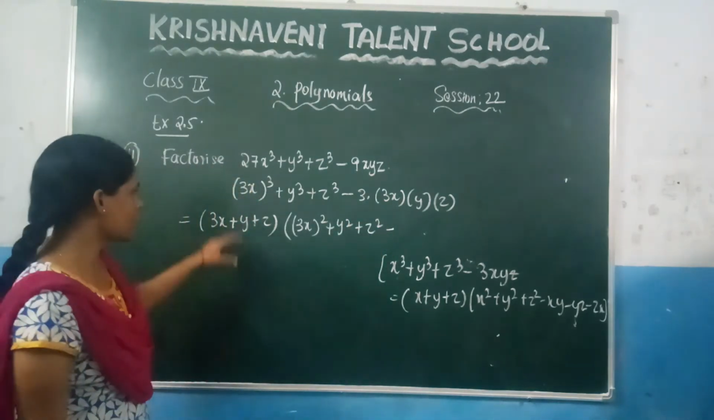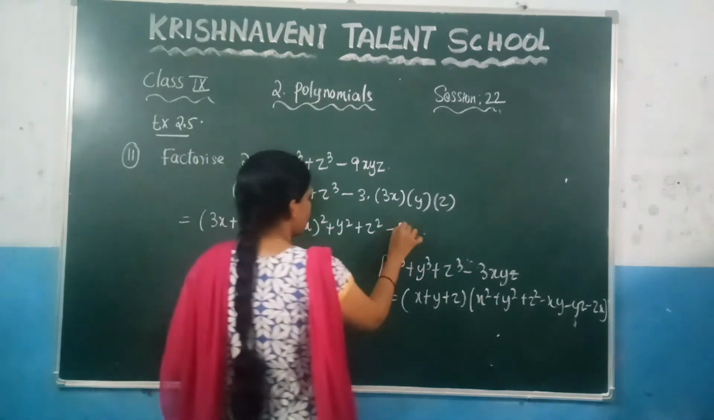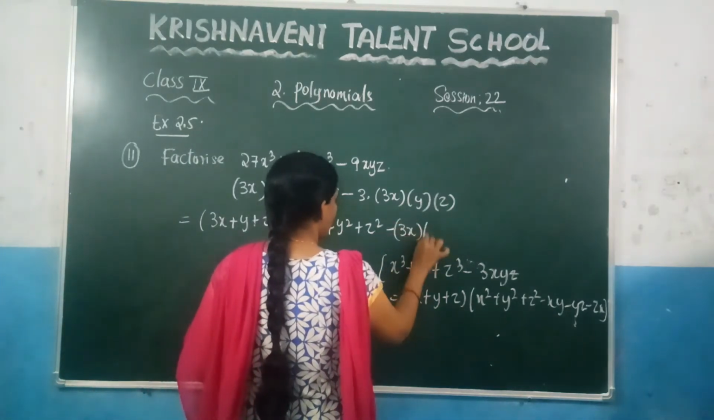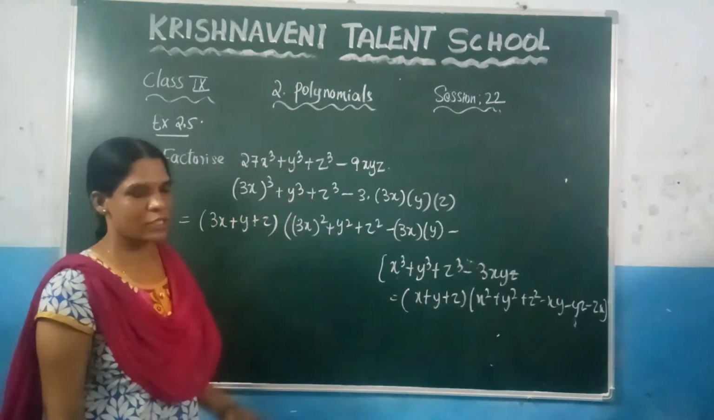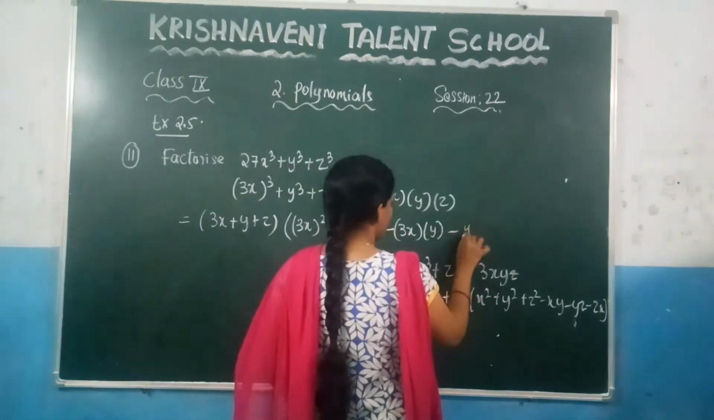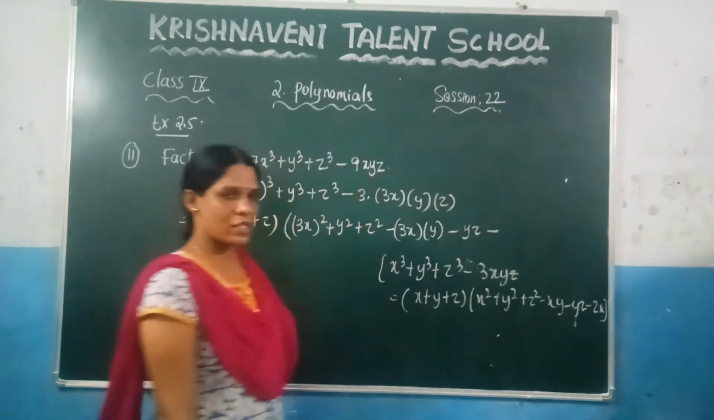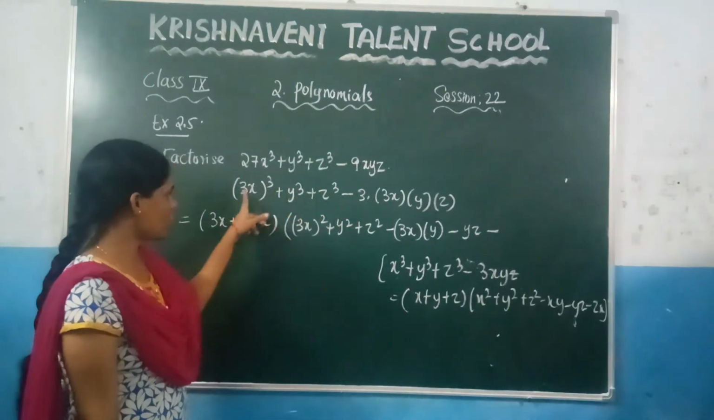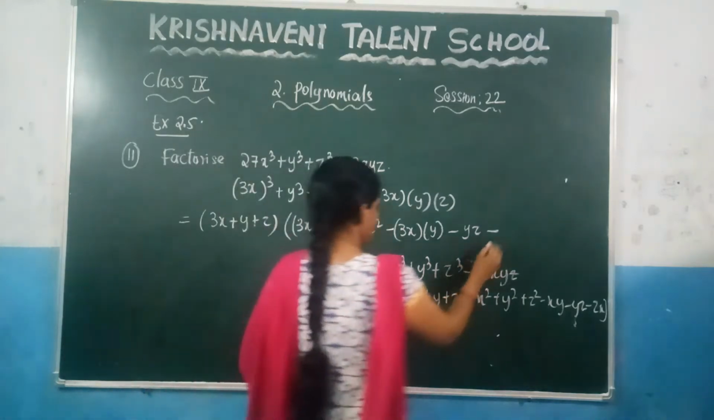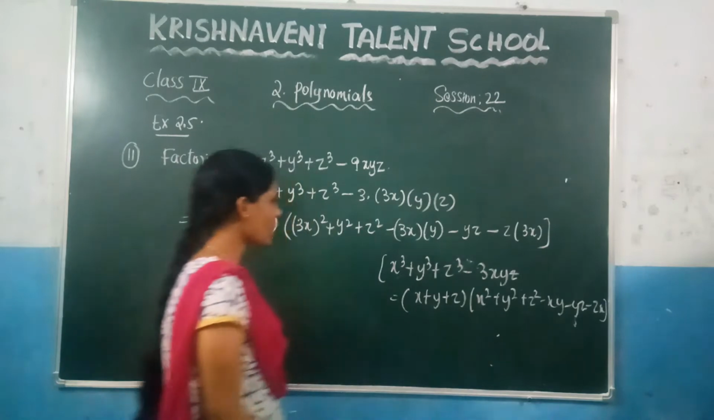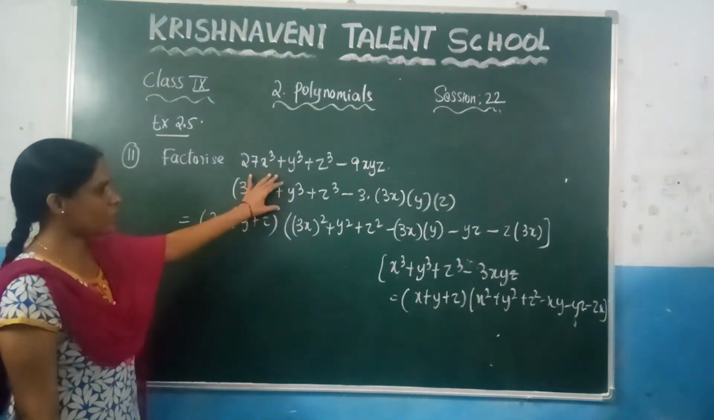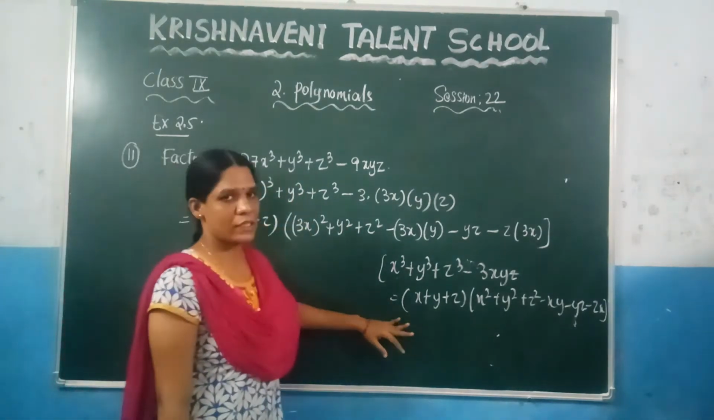What is the value of x here, which is 3x, into y, minus yz. yz is nothing but y into z only. So write it here, yz minus zx. What is the value of z, which is z, and what is the value of x, which is 3x. So write it here, z into 3x. Just we have written this one into the form of this identity.